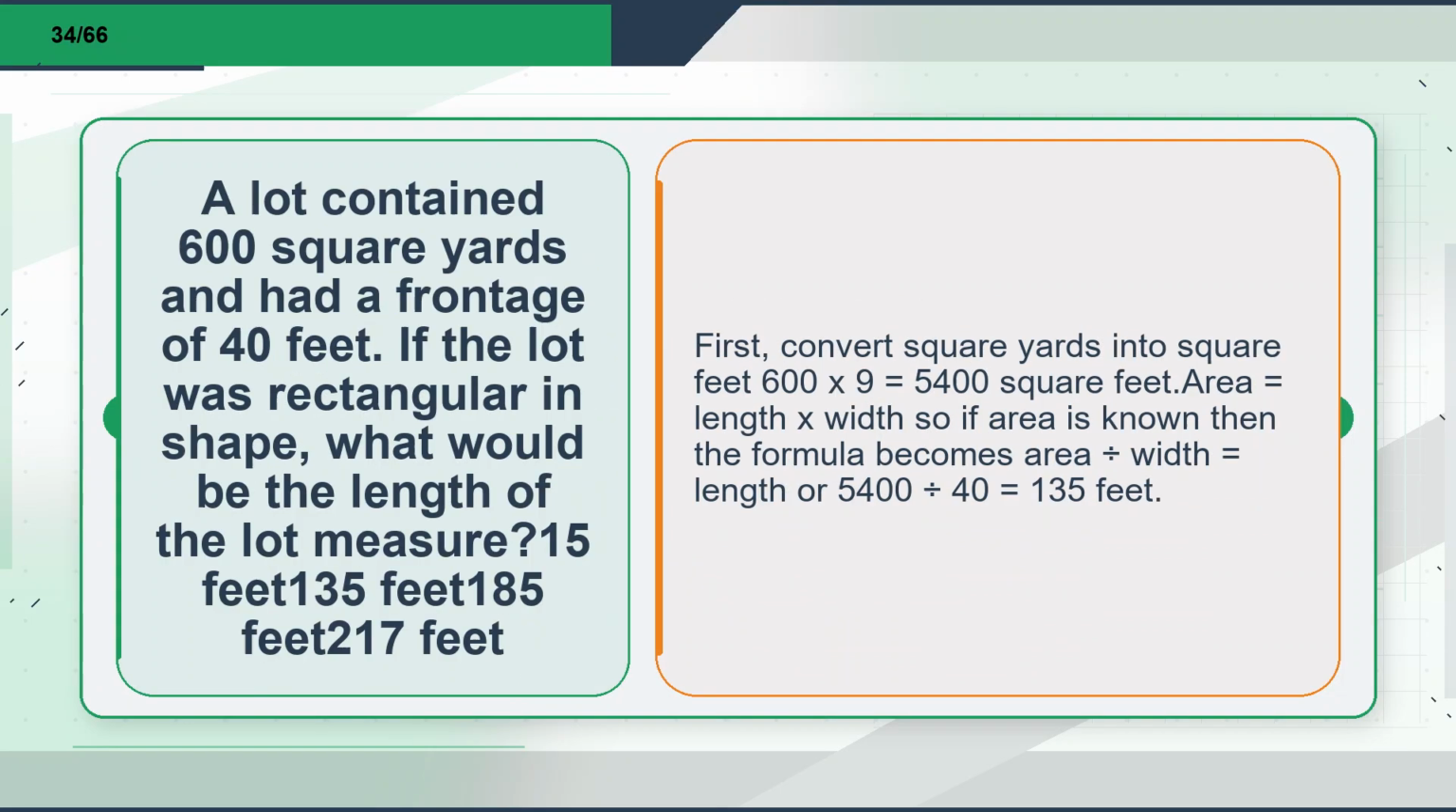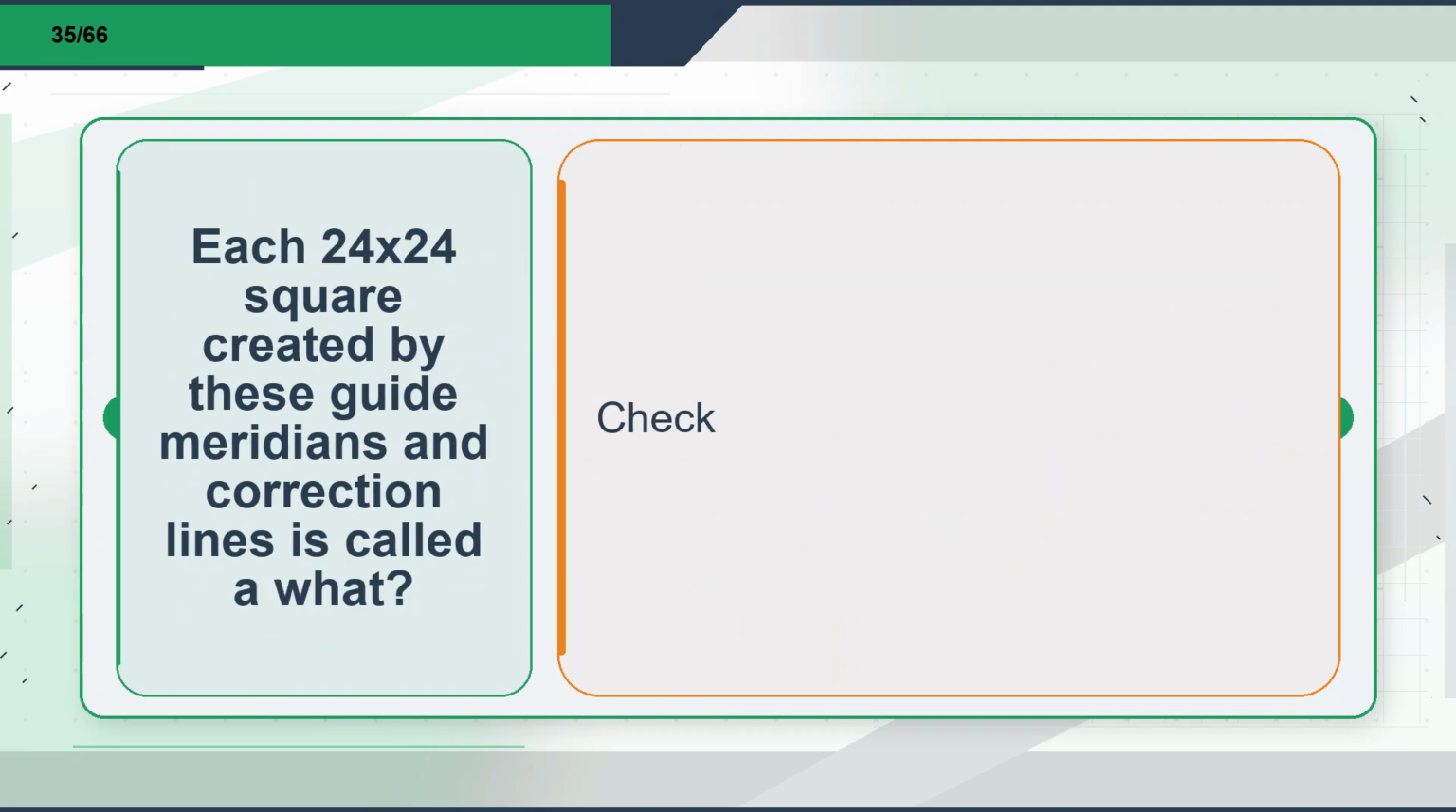Flashcard 34. Term: a lot contained 600 square yards and had a frontage of 40 feet. If the lot was rectangular in shape, what would be the length of the lot measure? 15 feet, 135 feet, 185 feet, 217 feet. Definition: first, convert square yards into square feet. 600 x 9 equals 5,400 square feet. Area equals length x width. So if area is known, then the formula becomes area divided by width equals length, or 5,400 divided by 40 equals 135 feet.